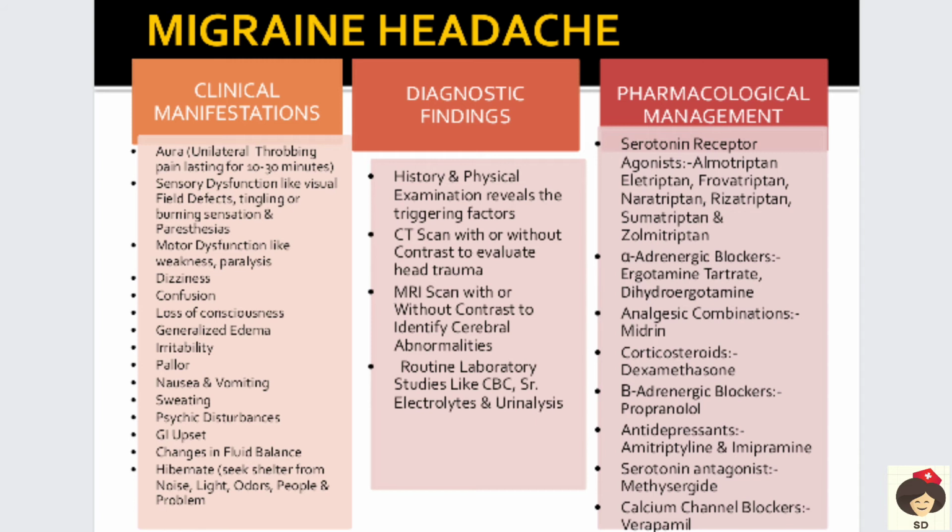So this dye will go and color the arteries, so that you can clearly identify if there is any trauma or any hemorrhage; bleeding can be identified. So a CT scan with or without contrast will be done to evaluate the trauma, and if the CT scan is not clearly visible, then they will go for an MRI scan, which is a more potent type of scan. Here you can also identify if there are any cerebral abnormalities.